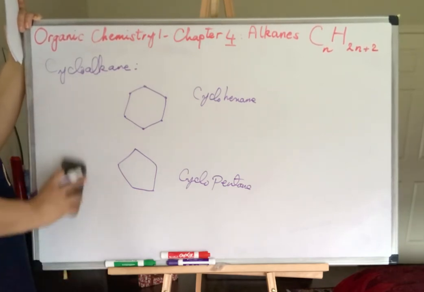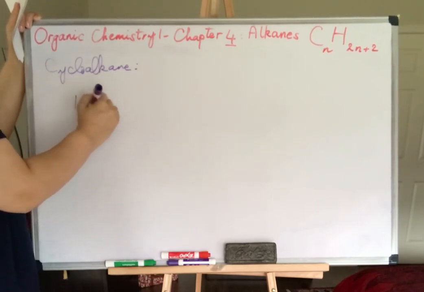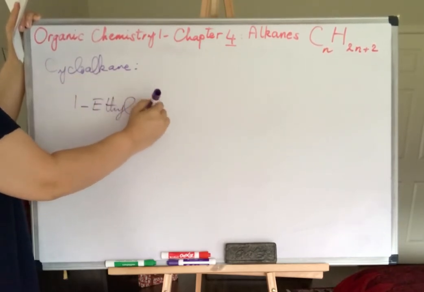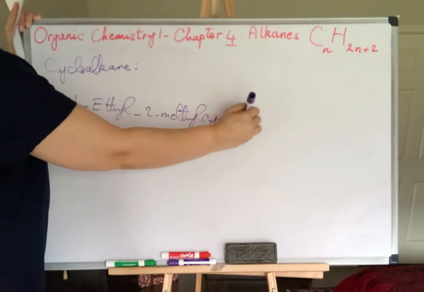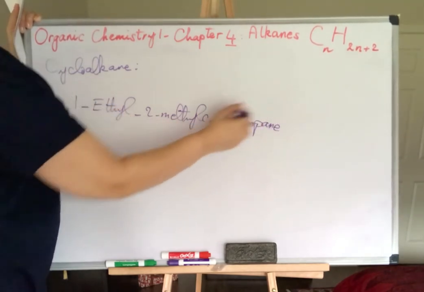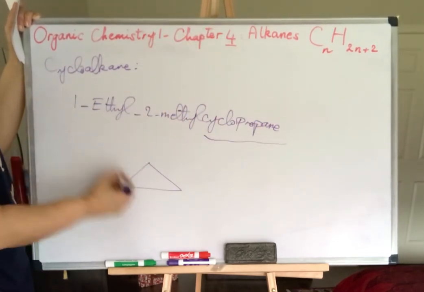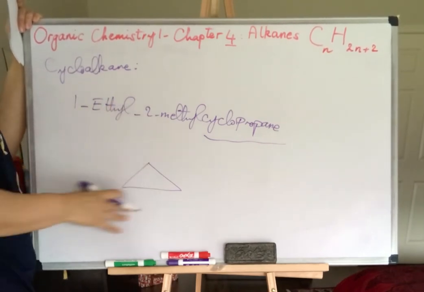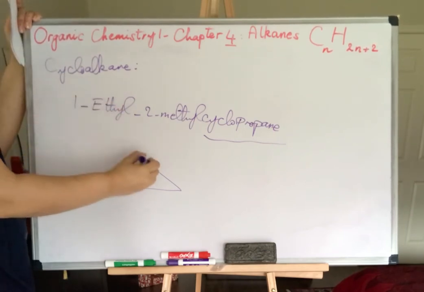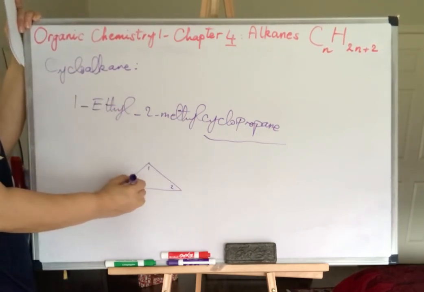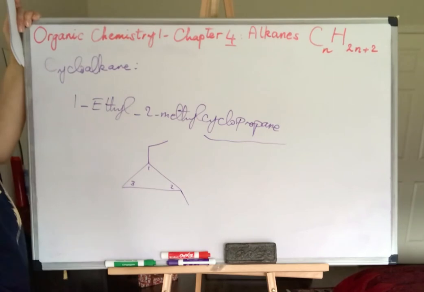But what if you have the branches? What if you are supposed to draw 1 ethyl, 2 methyl, cyclopropane? Again, you're going from name to the structure, so look at the end of the name. It's a cyclopropane. Cyclopropane looks like a triangle. For cyclopropane, you don't have that many choices, so let's just work on the branches. Let's call it 1, let's call it 2, let's call it 3. This has ethyl, and the second one has methyl. That's it.